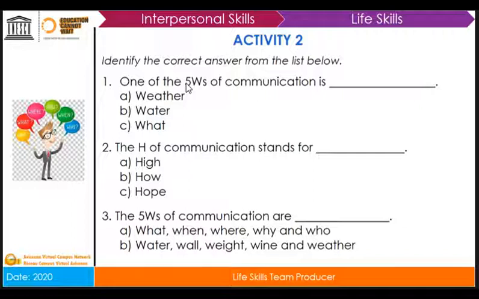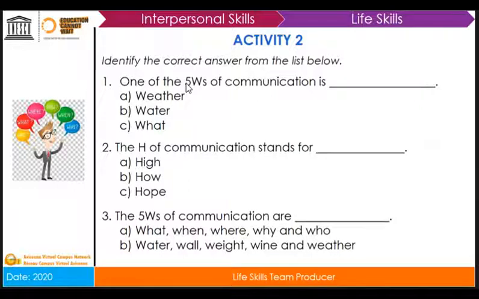A. Weather. B. Water. C. What? Question 2. The H in communication stands for dash. A. Hi. B. How. C. Hope.